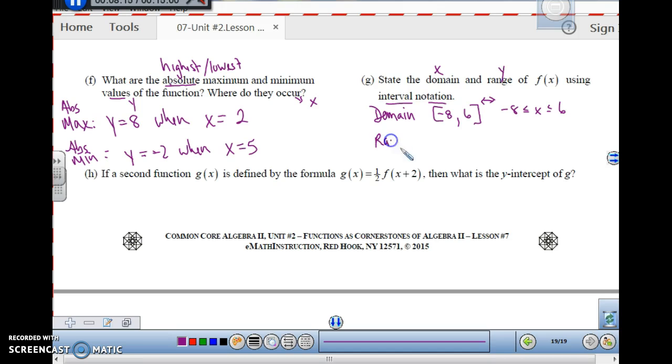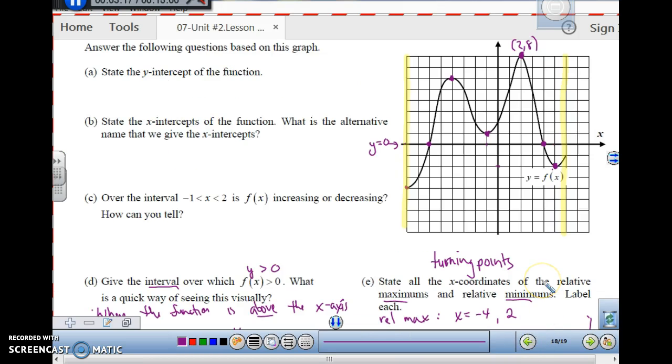Okay, let's look at the range. The range would be the y values. The y's are looked at up and down. So we want to go to the lowest y value, which would be right there, and the highest y value, which would be right there. So we follow the y-axis up and down. The lowest y value would be right here, which is at -4. And the highest y value is up here, y equals 8.